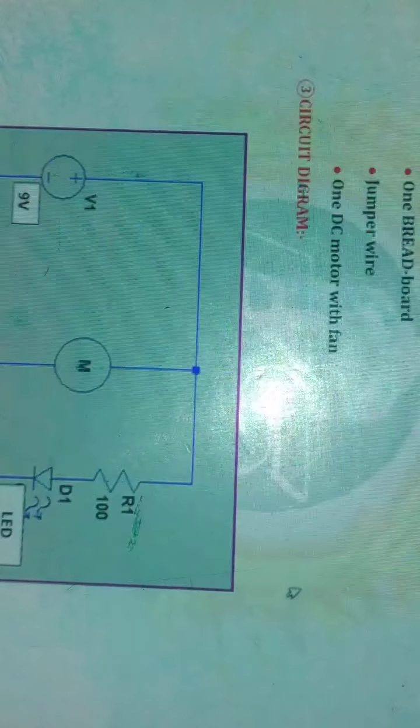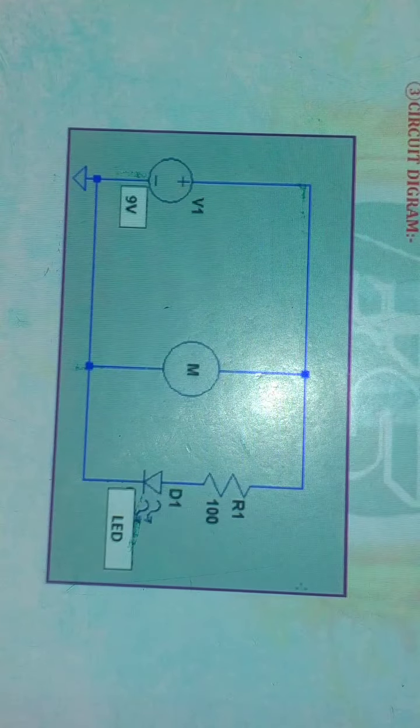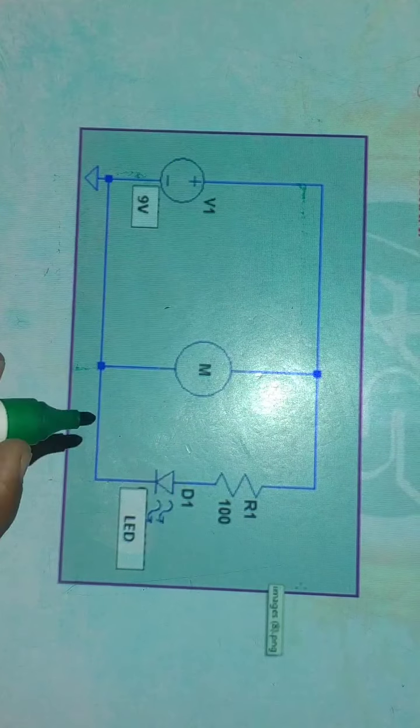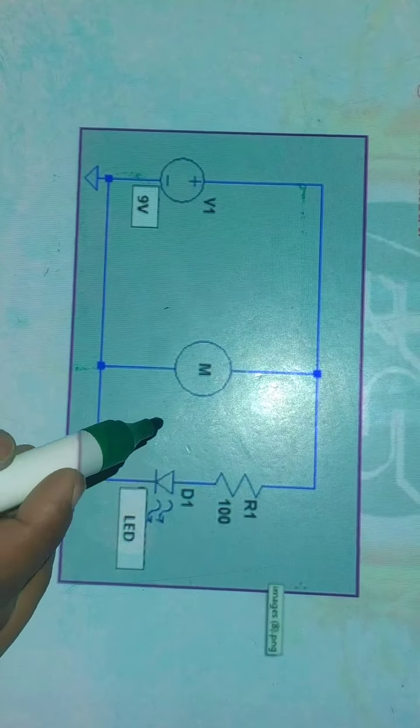So what is the parallel combination of these two? Here we completed our circuit, and the motor will start rotating. Here we have completed our series, and what is the parallel combination of resistance?